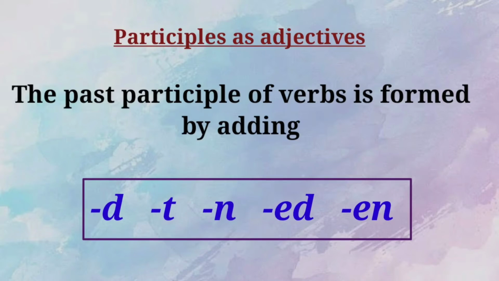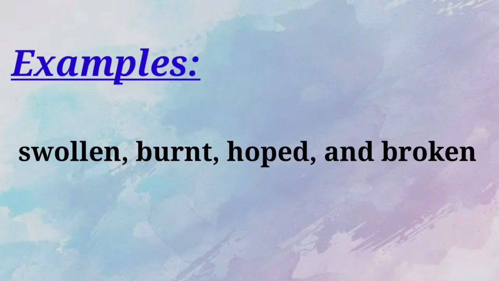Now here are a few examples so that you can clearly understand. Look at the first example, swollen. Now tell me, which is the base form of the verb here? Yes, it is swell, S-W-E-L-L. And then what is the past form of the word? Yes, it is swelled. We have added en to the past so that it changes into swollen, S-W-O-L-L-E-N.